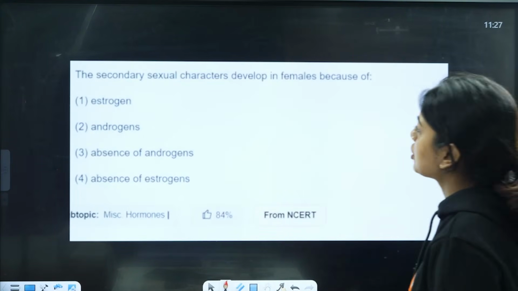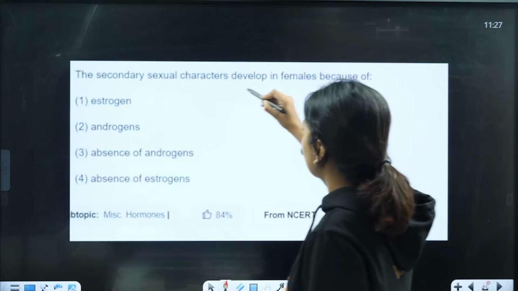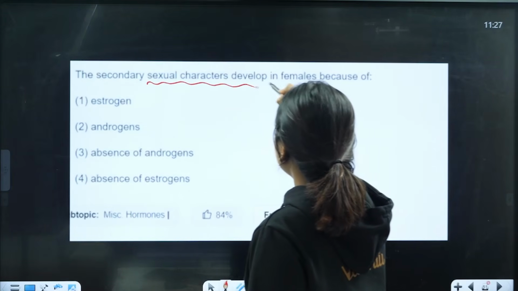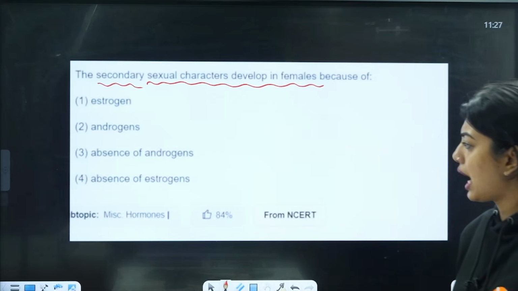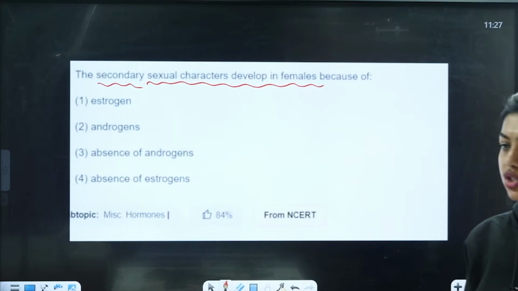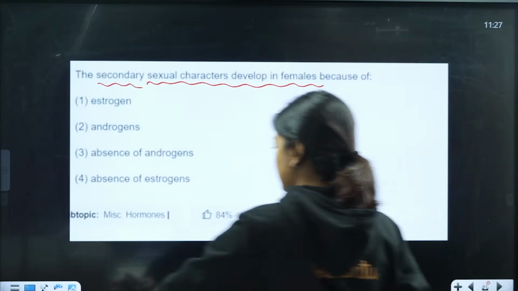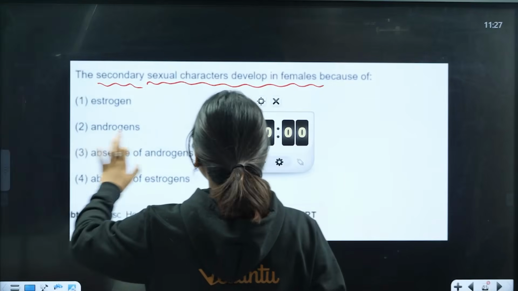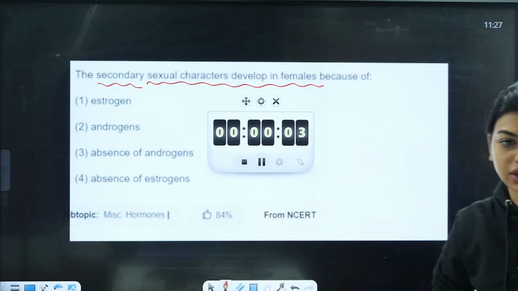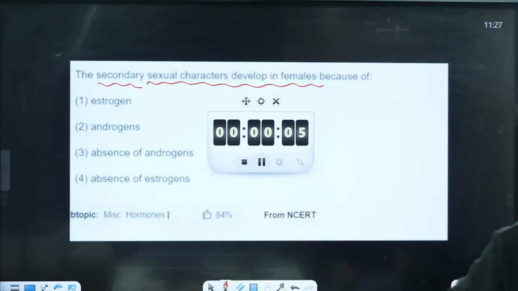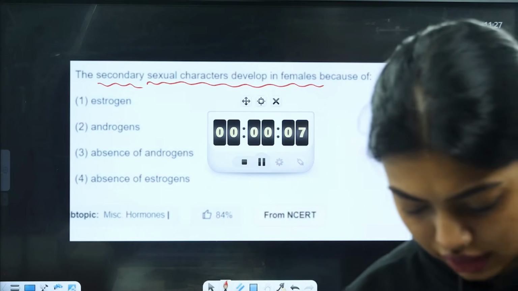The secondary sexual characters in females develop because of: estrogen, androgen, absence of androgen, absence of estrogen. Okay, let's put the timer again. So you will know how much time you are taking to solve one question. Clear?